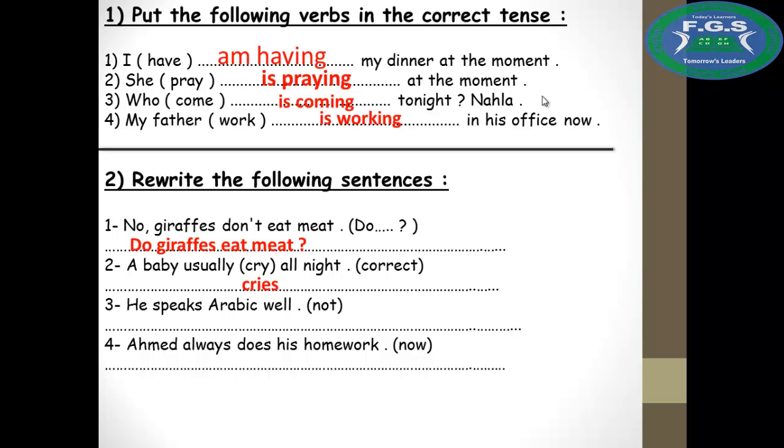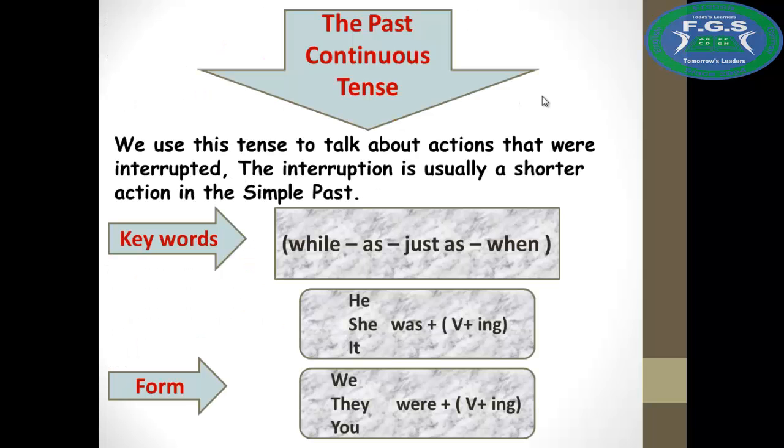Number 3, he speaks Arabic well. We wanted to put not into the sentence. So what will be the answer? Okay, he doesn't speak Arabic well. That's okay. Okay, number 4, Ahmed always does his homework. We wanted to put the word now in the sentence. So it will be Ahmed is doing his homework. Thank you.